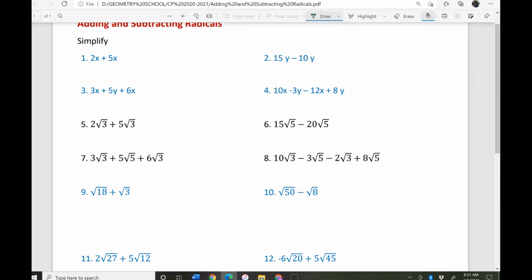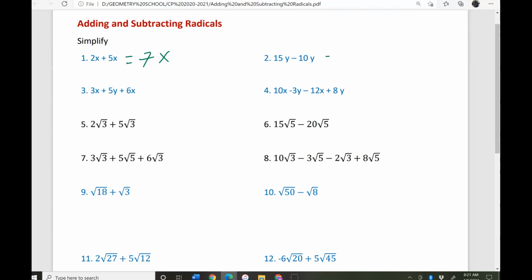So number one. 2x plus 5x would give me 7x. 15y minus 10y would give me 5y. Here, when I combine like terms, I cannot combine x's and y's together because they are not alike. So I need to combine x's with x's and y's with y's. So this would give me 9x plus 5y.